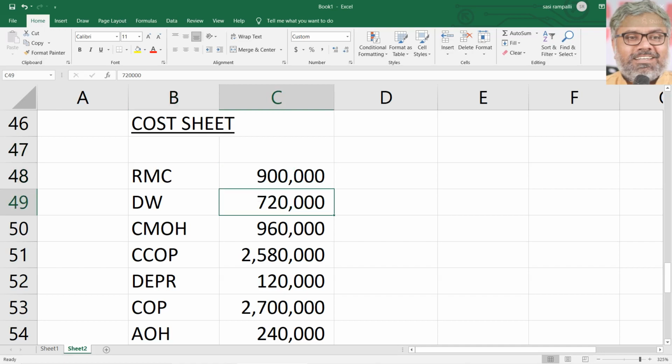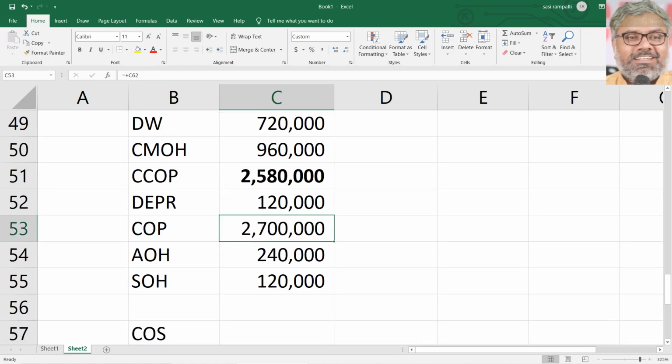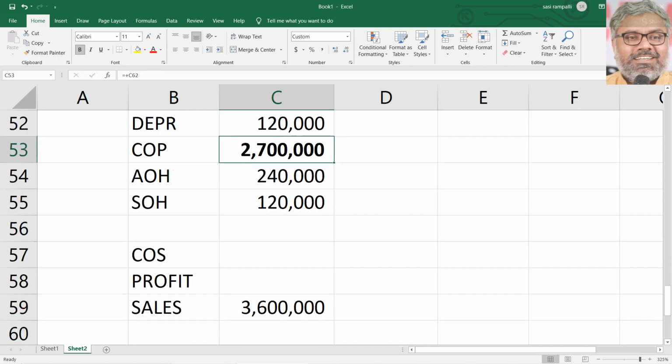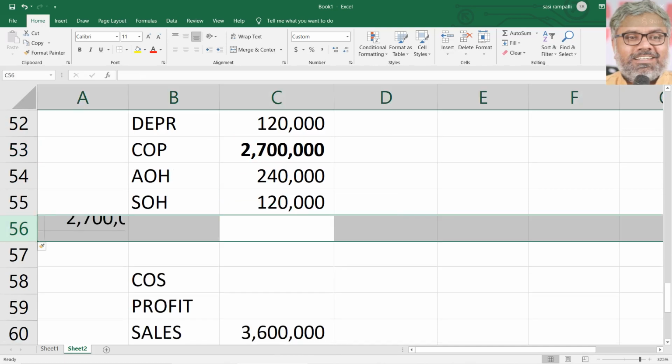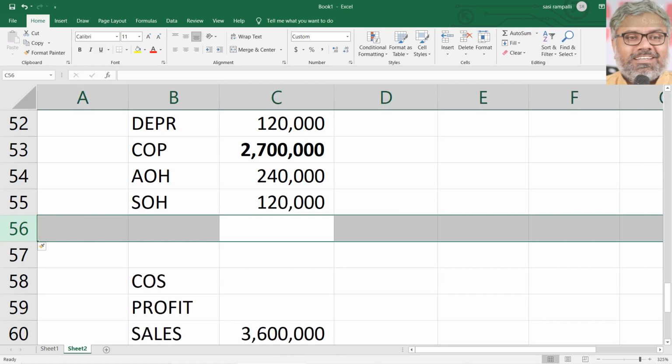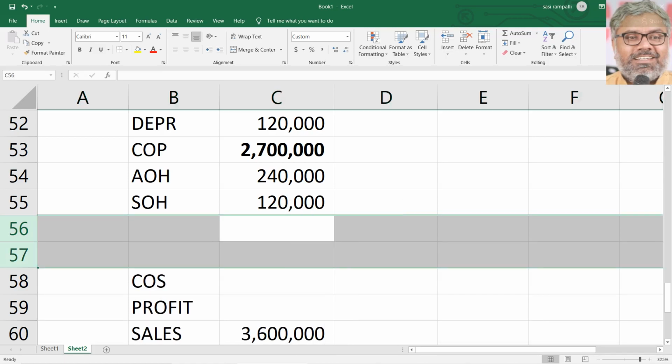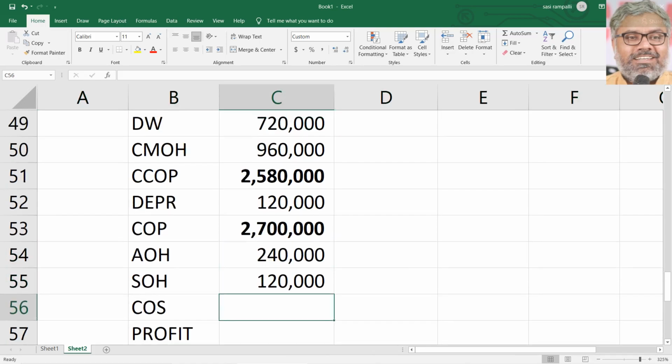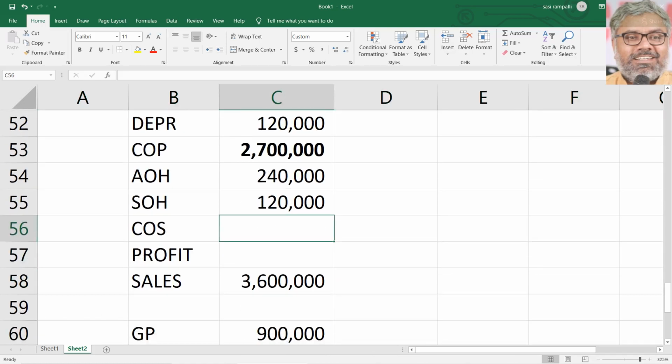So raw material consumption, direct wages, cash manufacturing overheads put together, this is cash cost of production. Depreciation 1 lakh 20,000 added, this is cost of production. Admin overheads and selling and distribution overheads are also added. Then we have cost of sales.